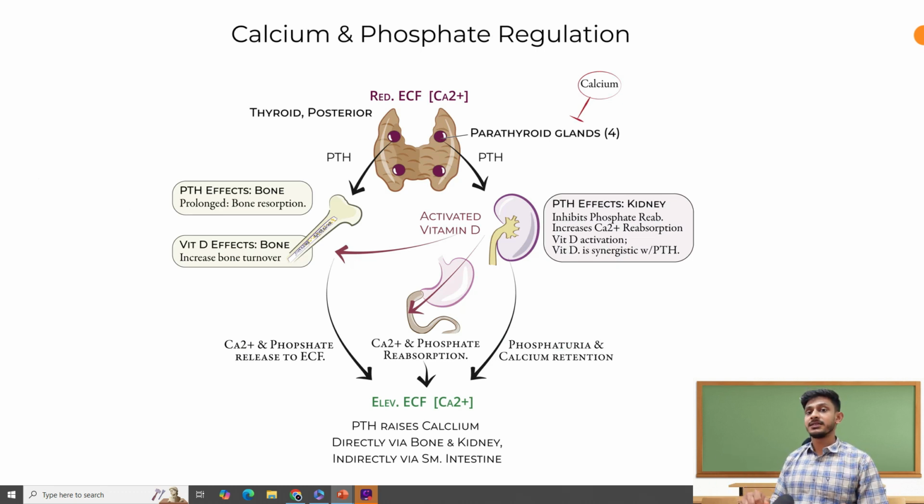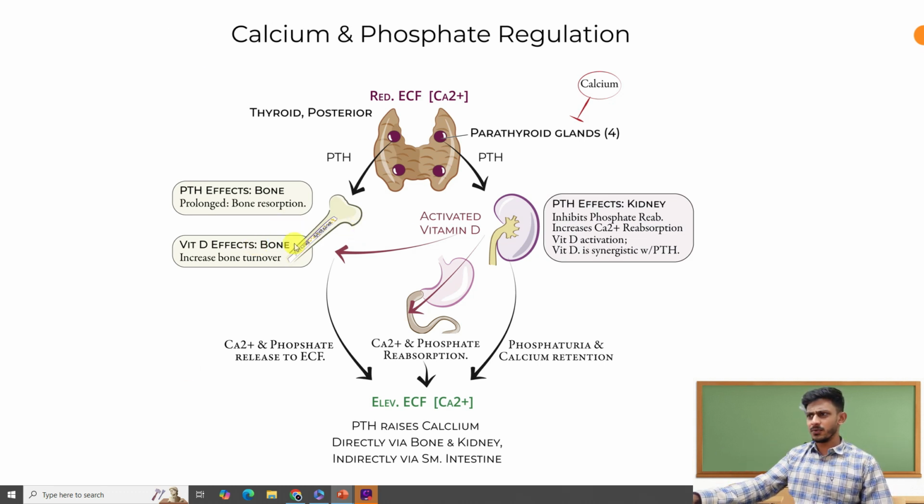We know that if the body's calcium drops enough, it secretes a hormone called PTH from the parathyroid glands, which are four tiny glands on the back of the thyroid. So, what does PTH do? PTH firstly acts directly on the bone, and increases calcium and phosphate release from the bone. The main job of PTH is to increase calcium levels in the blood by hook or crook. Whatever it does, it has to increase calcium levels in the blood.